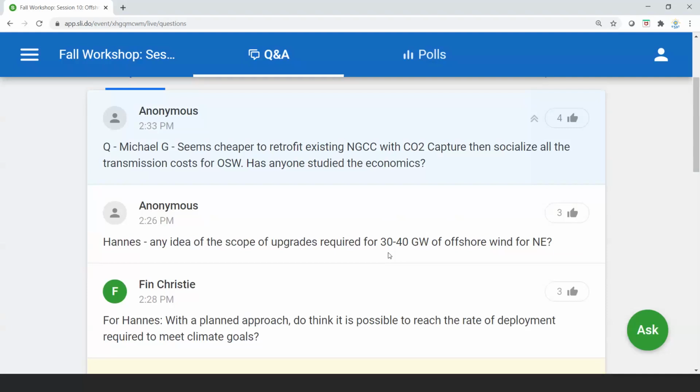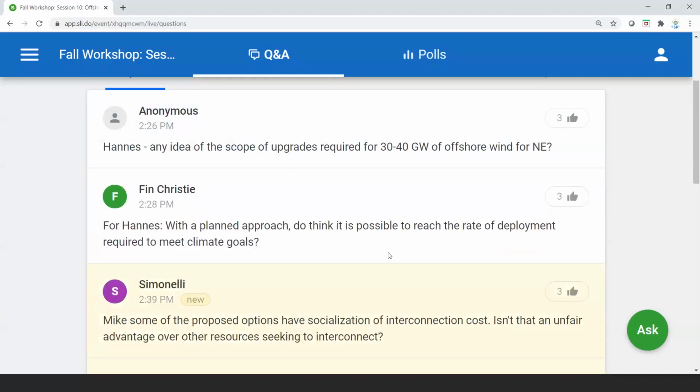Excellent. Okay. Next question. This is for Hannes. Hannes, do you have any idea of the scope of upgrades required for the 30 to 40 gigawatts of offshore wind in the Northeast? Yep. It's probably going to be about $15 to $25 billion in onshore transmission upgrades based on the typical cost of large-scale transmission overlays.